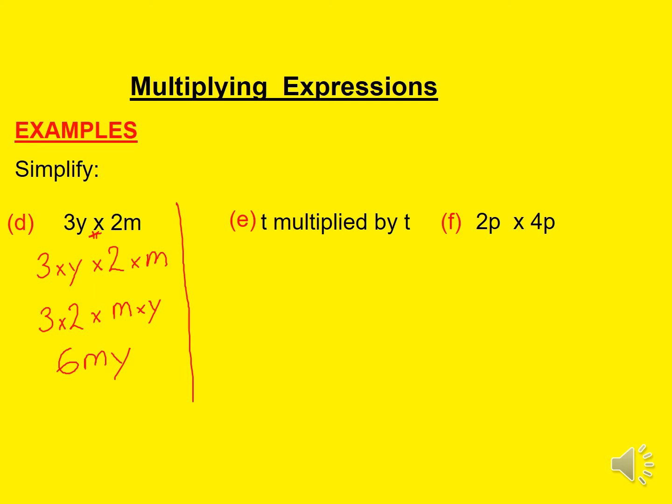Okay, so here's one a little bit to think about. If we've got t multiplied by t, before we start thinking about this, I want you just to have a think about how we could write it if we have a number timesed by itself. So if we have 2 times 2, how could we write that?